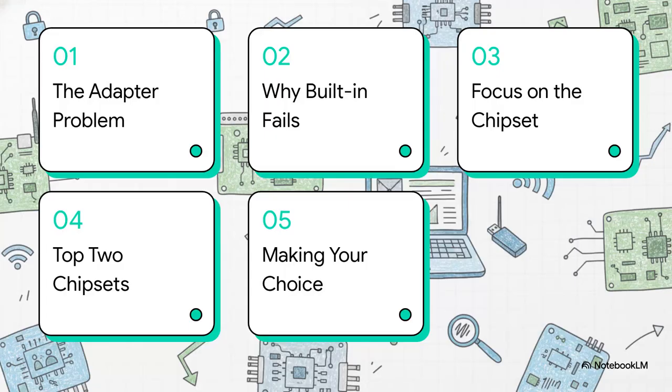Okay, so here's how we're going to break this down. First, we'll tackle the wireless adapter problem. Then we'll get into why your built-in Wi-Fi just isn't going to cut it. After that, and this is the important part, we'll focus on the chipset. We'll compare the top two chipsets out there, and then, by the end, we'll help you make your final choice.